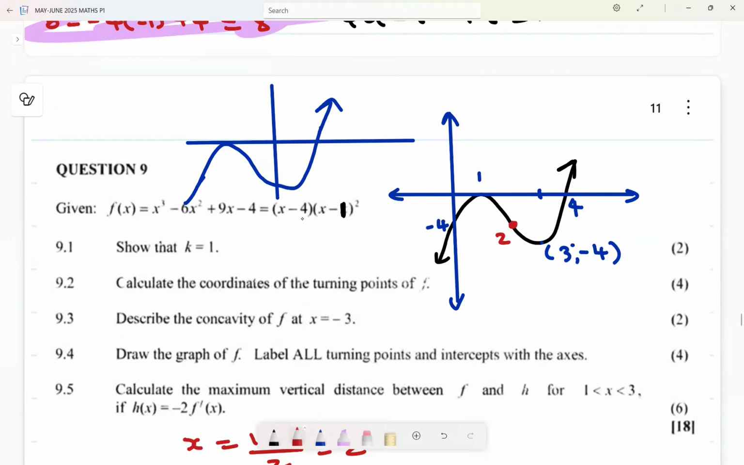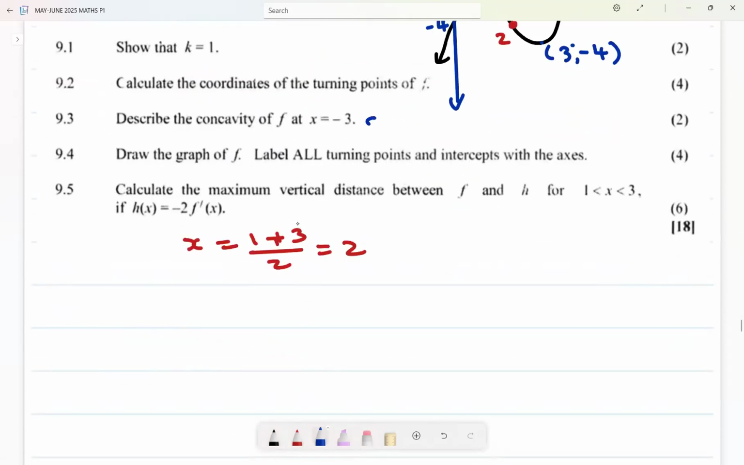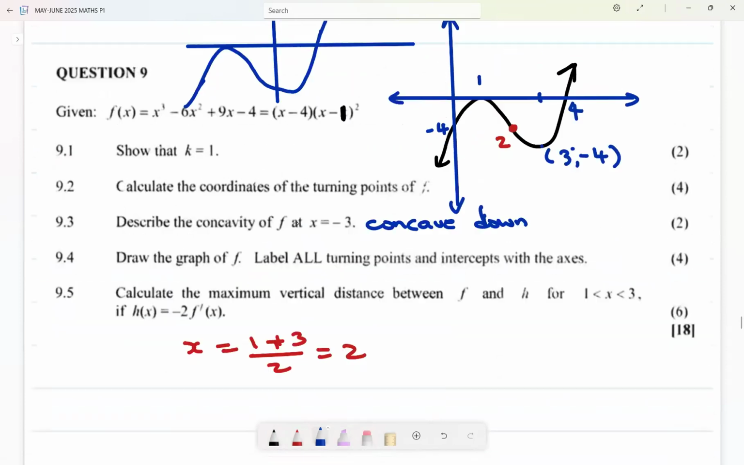Can you see that -3 is going to be on this portion here? So the concavity when x is equal to -3, do you see it's going to be concave down? Because here it is 2, so -3 is just somewhere there. So it is concave down on that interval. So it's going to be concave down. Okay? I don't think you'll get a mark for just saying concave down.